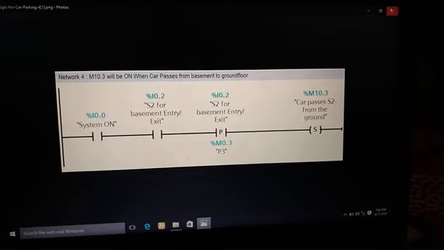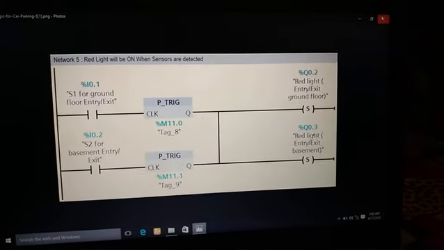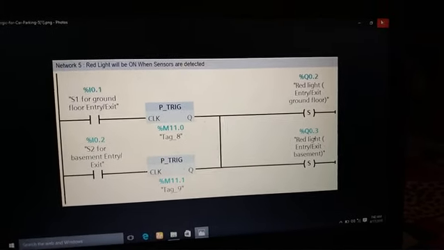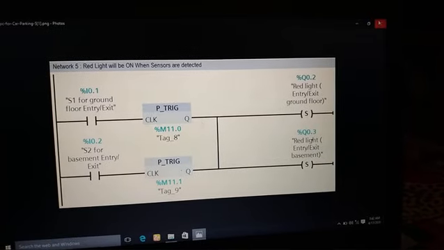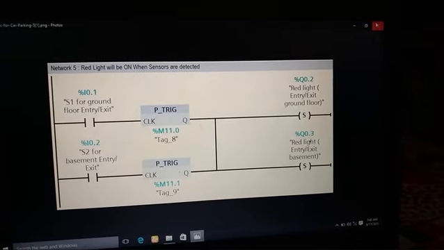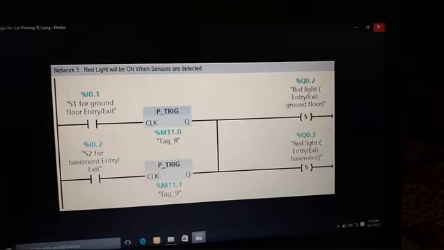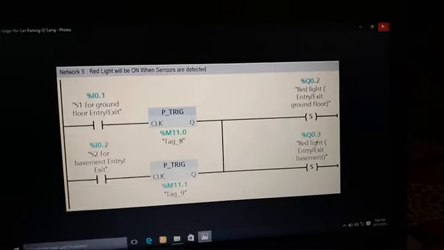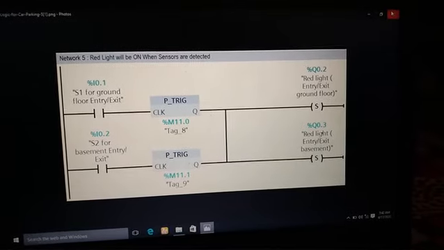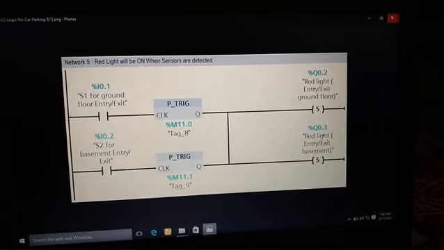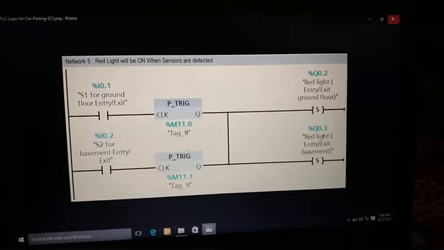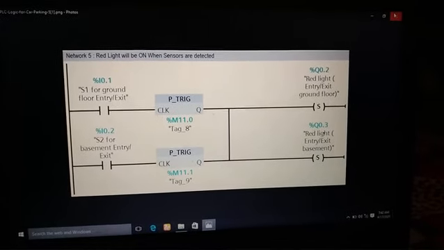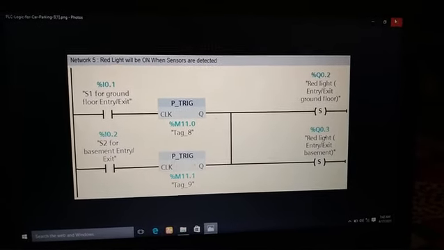In network 5, when the car is in the passage, both red lights will be set by either the positive trigger of sensor 1 or sensor 2. When either sensor is activated, the red lights on both sides will be on, because when a car enters the empty passage, both red lights will prohibit car entry or exit from both sides.